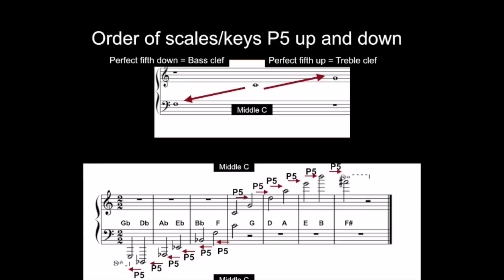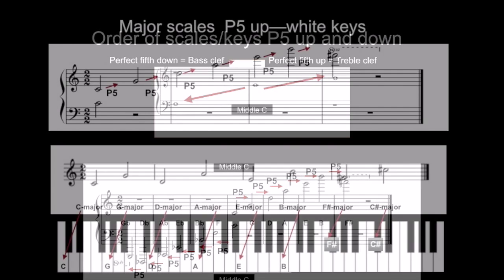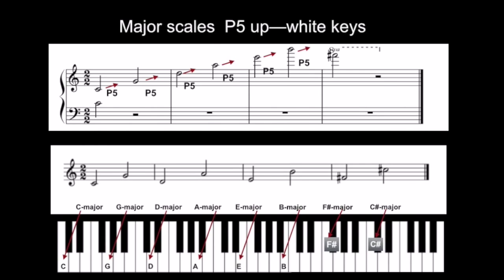Remember how the treble and bass clef, that is, the notes they demarcate, G and F, are located at the same distance from the middle C, creating a perfect fifth up and a perfect fifth down. From this point, major scales and keys branch out at the same distance and in both directions. We'll first look at the direction going up.